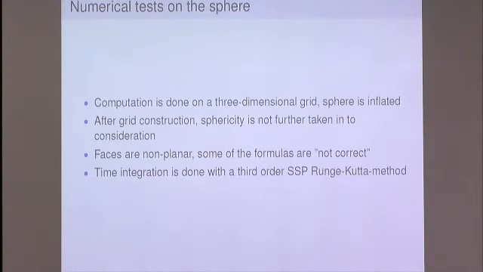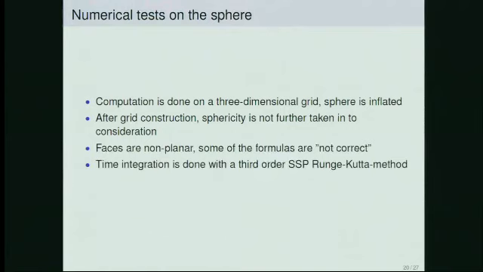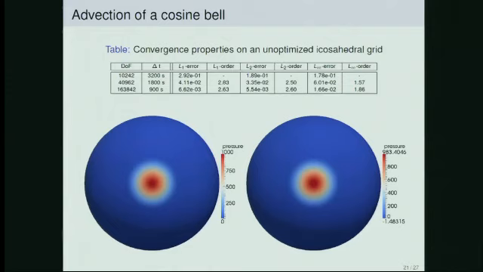What I want to say is that the computation is done on a three-dimensional grid. This means we first have this grid on the sphere, then this grid is inflated so that we have two spheres, and after that we have this three-dimensional grid, and all the ideas about sphericity are not taken into account further. The problem is then that some of the phases are non-planar, so some of the formulas which I have described before are not correct. The time integration is done with a third-order Runge-Kutta method.